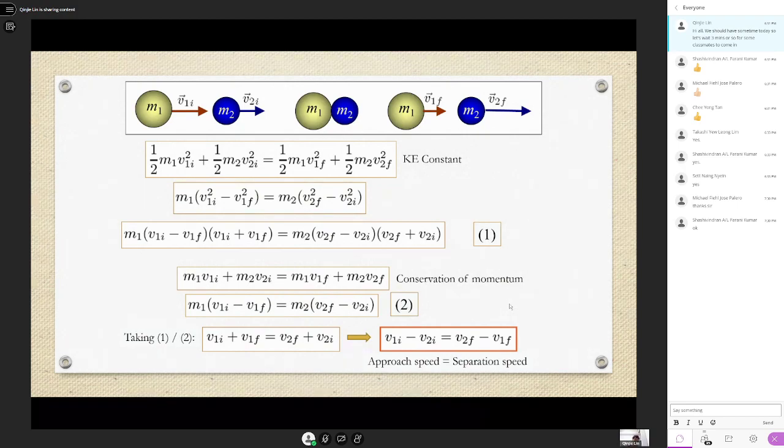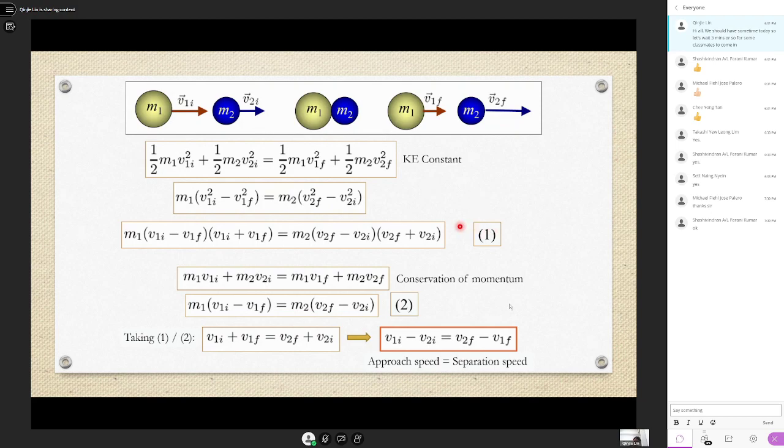We have two equations, right? The first one is from energy. I'll just briefly go through. I won't go into the specific math. We won't test you on the derivation anyway. So this is from the energy conservation. You move things around and make it go to this form. Shift things around, make it go to this form.